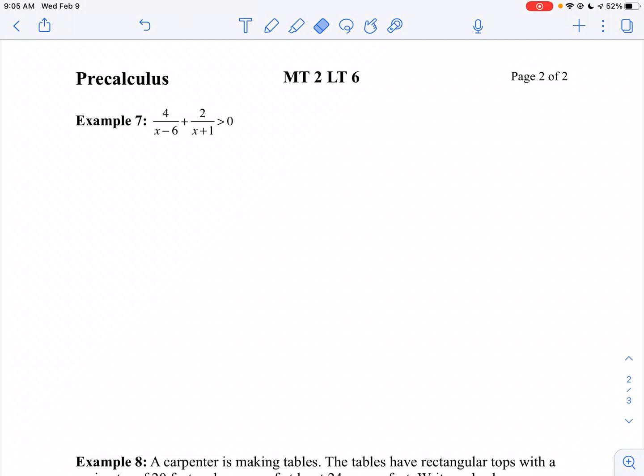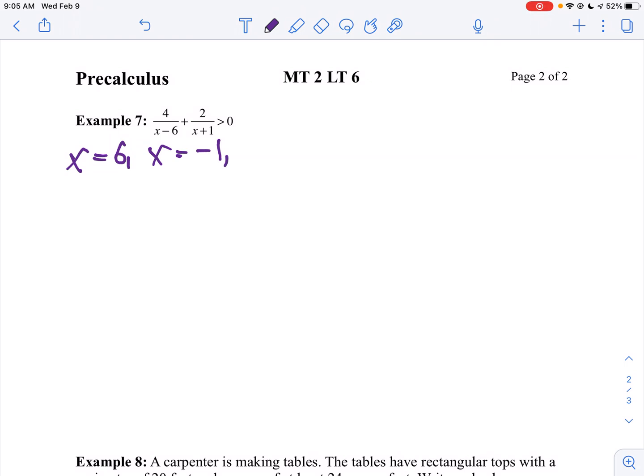In the second part of our lesson, we're going to be solving rational inequalities. The only difference between a polynomial inequality and a rational inequality is we have to include our undefined points in our sign chart. So when is this undefined? Well, it's undefined when x equals 6. It's undefined when x equals -1.